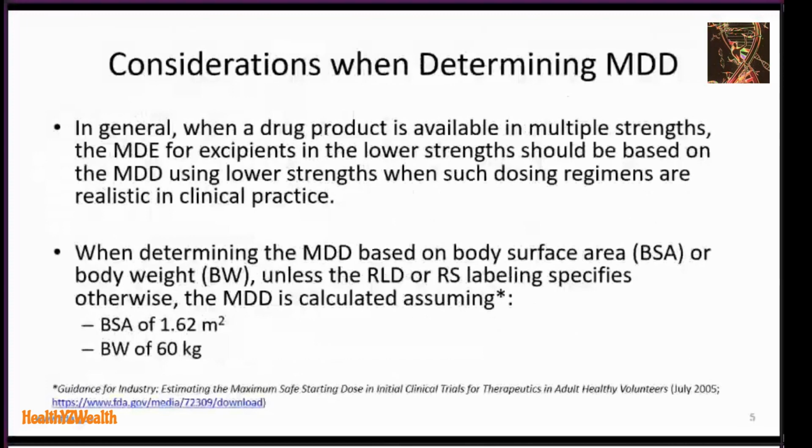A few considerations when determining the maximum daily dose include: in general, when a drug product is available in multiple strengths, the maximum daily exposure for excipients in the lower strengths should be based on the maximum daily dose using lower strengths when such dosing regimens are realistic in clinical practice. In determining the maximum daily dose based on body surface area or body weight, unless the reference listed drug or reference standard labeling specifies otherwise, the maximum daily dose is calculated assuming a body surface area of 1.62 meters squared or a body weight of 60 kilograms.